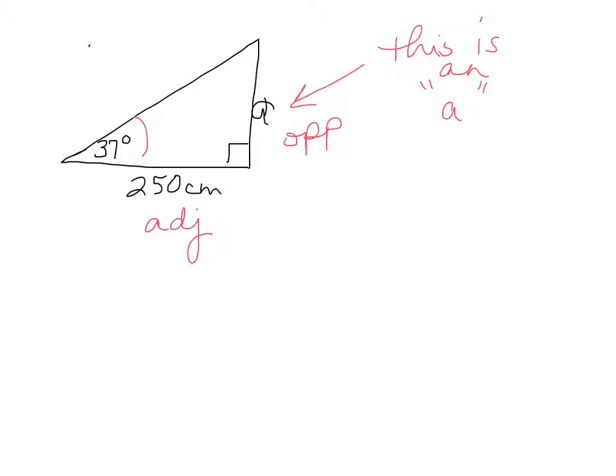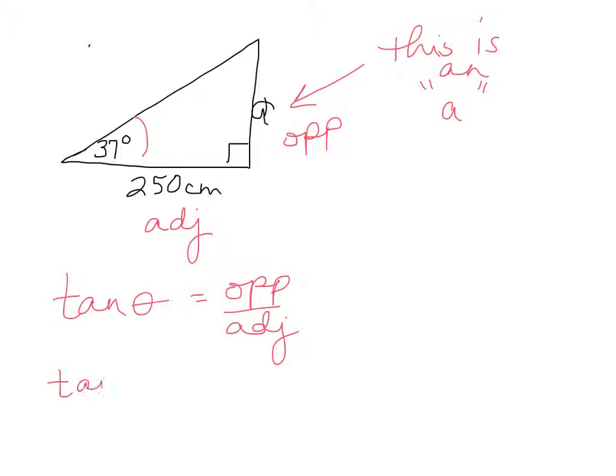Sine won't help me because I don't have hypotenuse. Tangent will help me because I know the tangent is the opposite over the adjacent. Or you could use cotangent. Cotangent is the adjacent over opposite. It doesn't matter which you use. You'll get the right answer. So the way we're going to use this now is fill in to that definition everything we have.